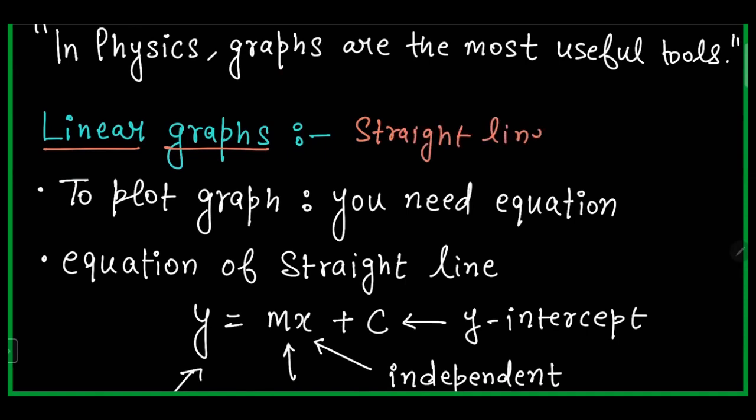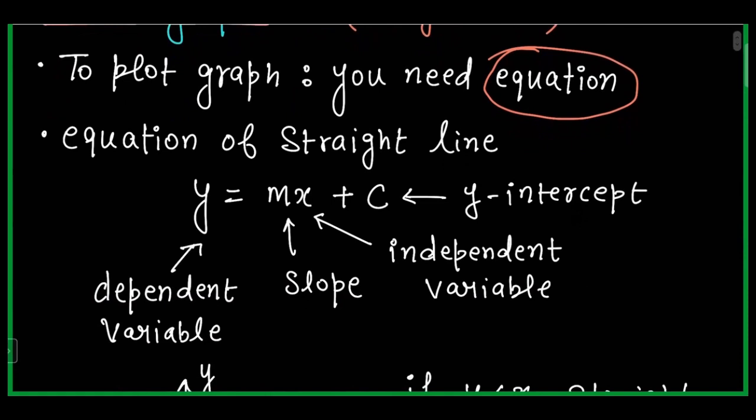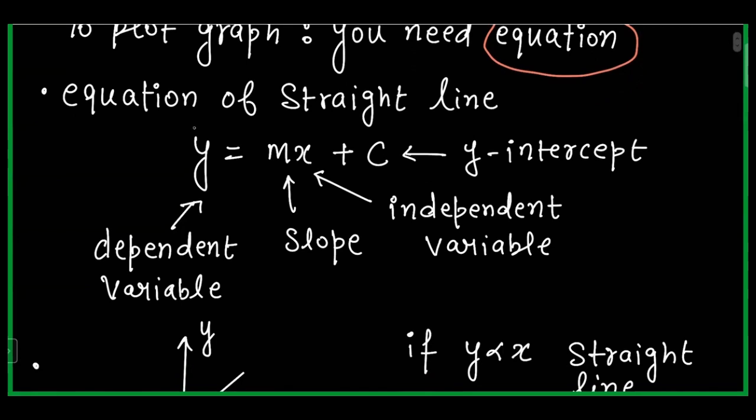Straight line graphs. In order to draw any graph, if you want to plot any graph, the number one thing that you need is an equation. You need an equation, only then can you plot a graph. Your equations usually look like this: y equals mx plus c. If your equation is a linear equation, then it will look something like this: y equals mx plus c.